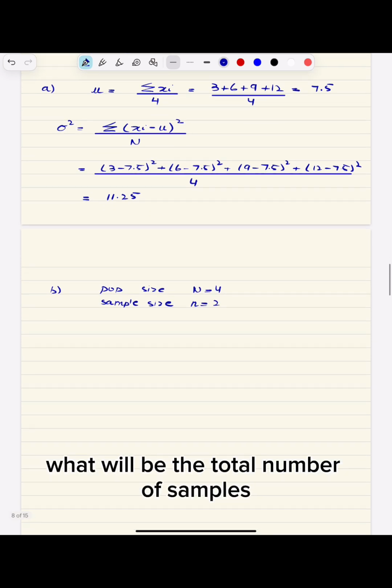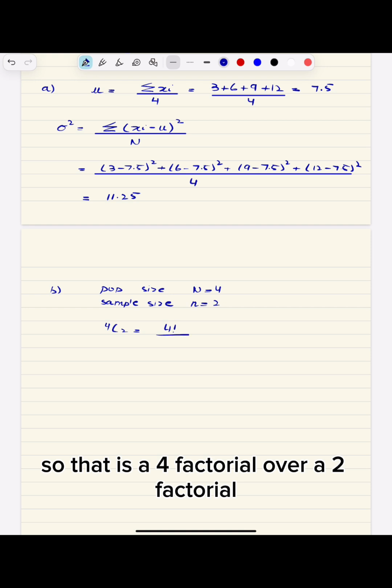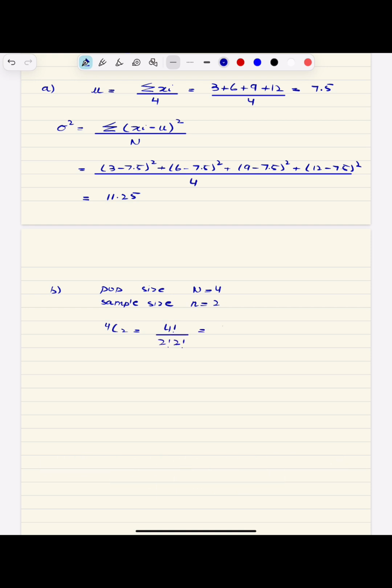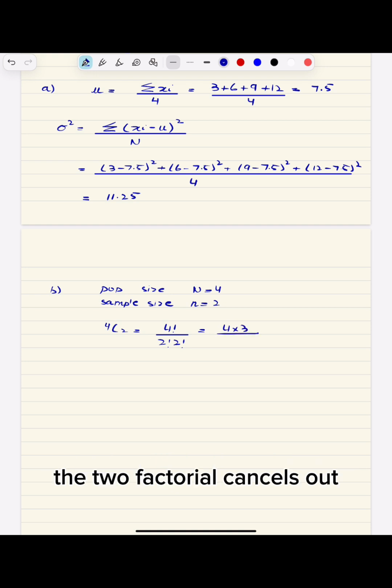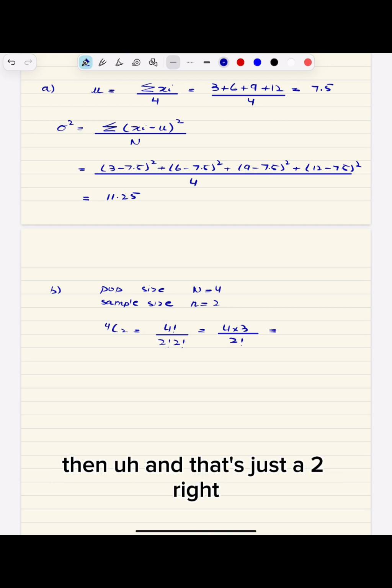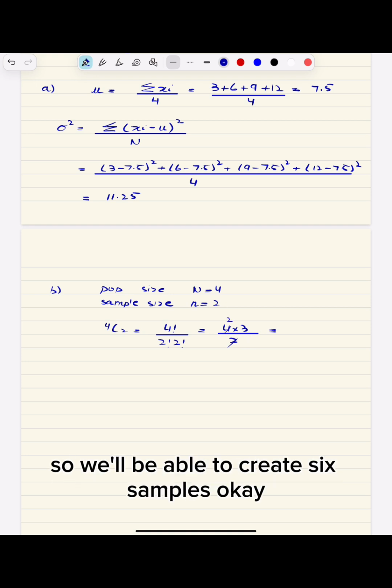What will be the total number of samples that we'll be able to take out? That will be 4C2. So that is 4 factorial over 2 factorial over 2 factorial, which is 4 into 3 into 2 factorial. The 2 factorial cancels out and 2 factorial remains. And that's just a 2, right? So 2 2s are 4. So we'll be able to create 6 samples.